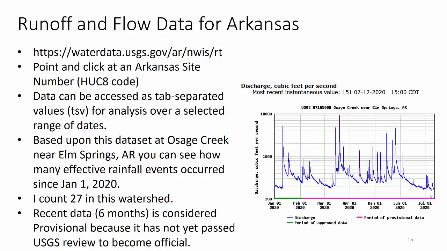So how many are there? I count 27 discrete events. 27 rainfall events in 6 months. Look at the peak flow here. It's almost 10,000 cubic feet per second in this small stream.